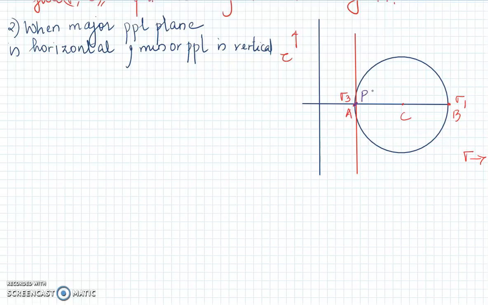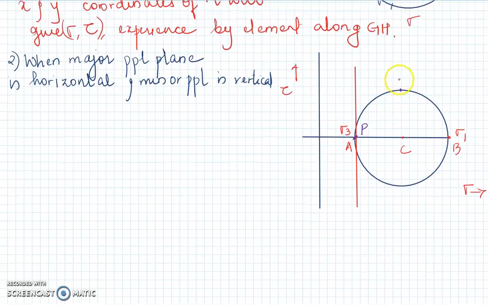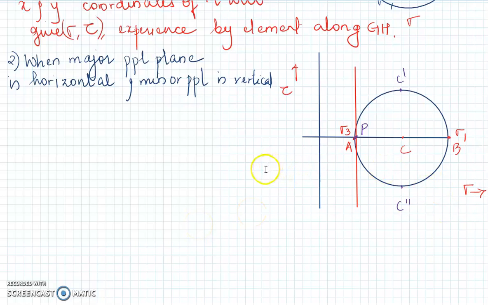So for any point on this circle, the y-coordinate would be maximum when M coincides with the point at the apex, the highest point of the circle. Right? Where will be the maximum y-coordinate on this circle? Somewhere where the point is right on top. So I'll name this point, let's say, C dash, and the point right below it, I'll name C double dash.